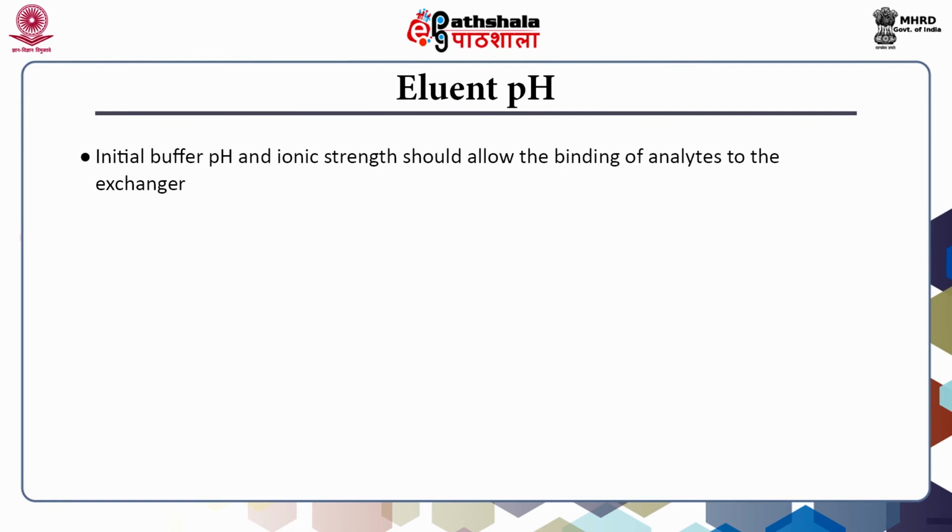The initial buffer pH and ionic strength should allow the binding of analyte to the exchanger. So, whenever we are starting our experiment, the pH of the sample should be such that it will promote the binding of analytes to the exchanger. Similarly, the ionic strength is also important in this particular sample buffer. Why? The specific ionic strength only promotes the binding of analytes to the exchanger.